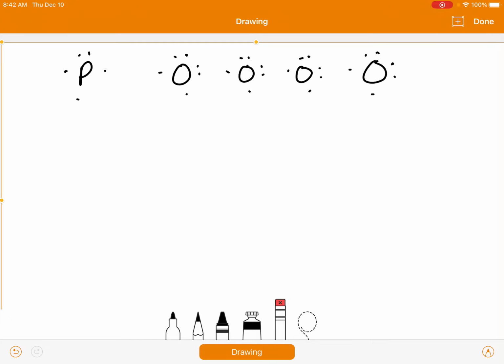Alright, so I wanted to go ahead and make another video just walking you through what I did in class so you can see some of my thought process when coming up with the structures for molecules. So here we're going to try to do the phosphate ion, PO4 with a 3 minus charge.